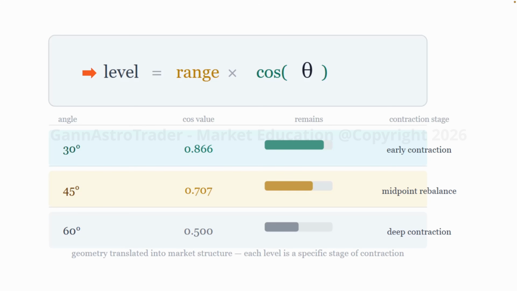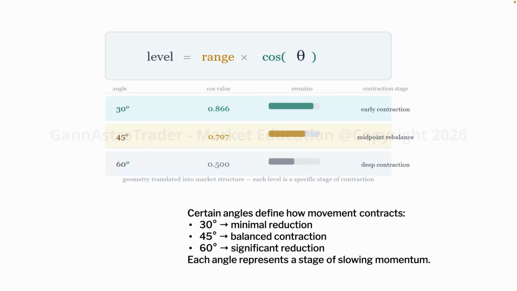By taking the total range and multiplying it by the cosine of a chosen angle, we convert that angular position into an actual price level. This allows us to translate geometry into market structure, where each level represents a specific stage of contraction within the original move. Certain angles produce specific and meaningful levels of contraction within a movement.